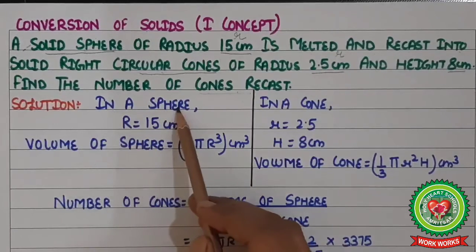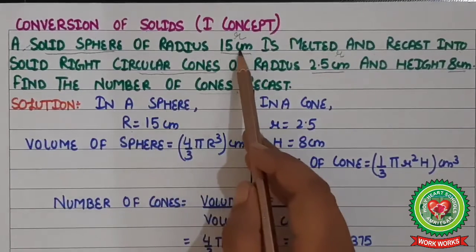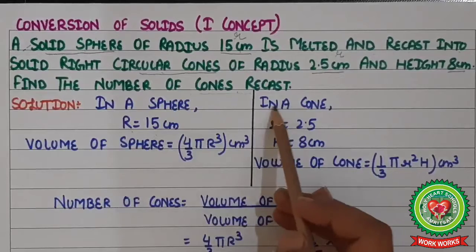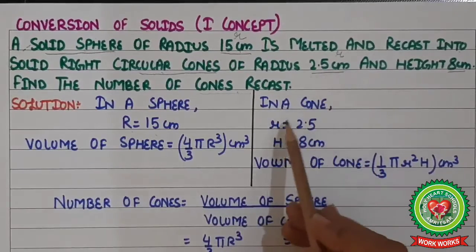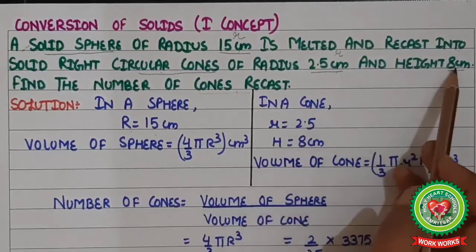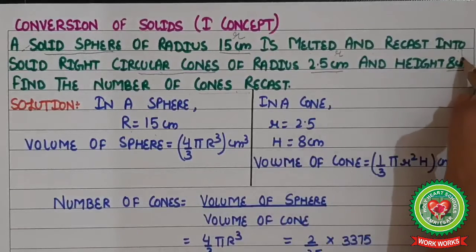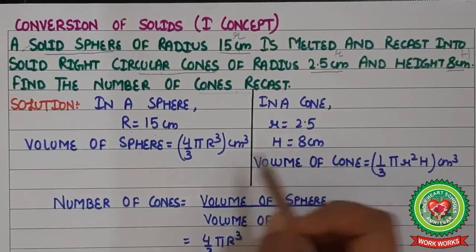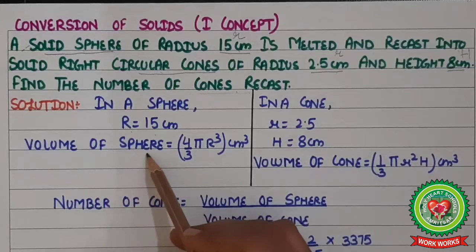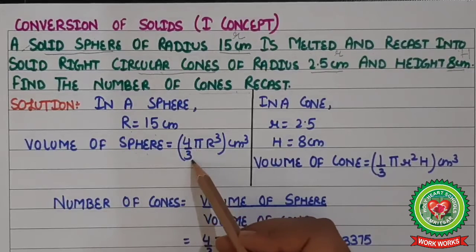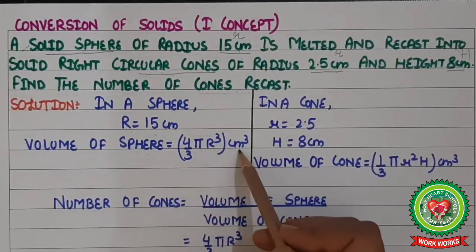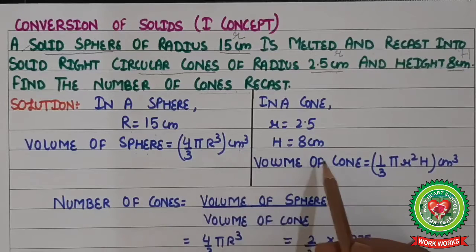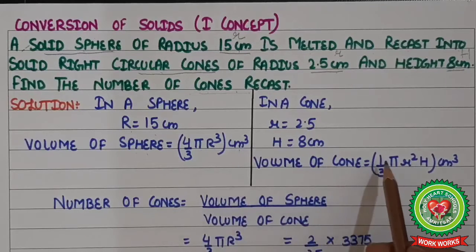In the sphere, the radius is given to us, that is 15 cm. In the cone, the radius is 2.5 cm and the height is 8 cm. Now children, what's the formula of volume of a sphere? It is 4 by 3 pi r cube, centimeter cube. And what's the formula of volume of a cone? It is 1 by 3 pi r square h, centimeter cube.